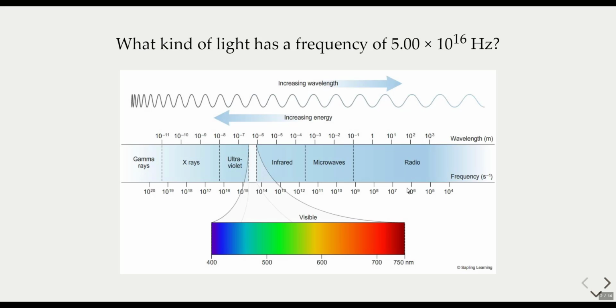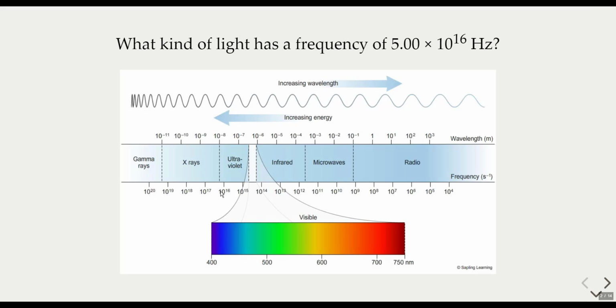And notice these bottom numbers get larger as I go to the left. That is, I have more and more frequent waves when I pass from radio to microwave to infrared all the way up to gamma. Many, many more waves when you have gamma rays compared to radio waves per second. So where's this number, 5 times 10 to the 16th?